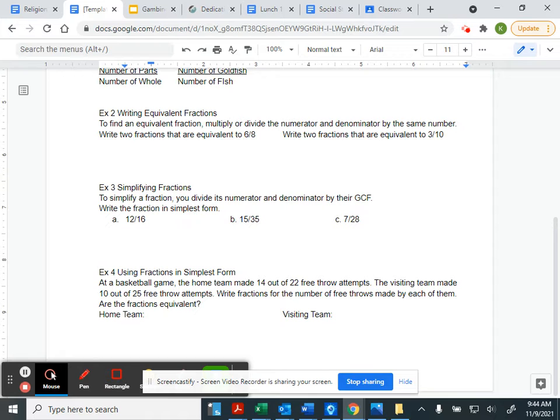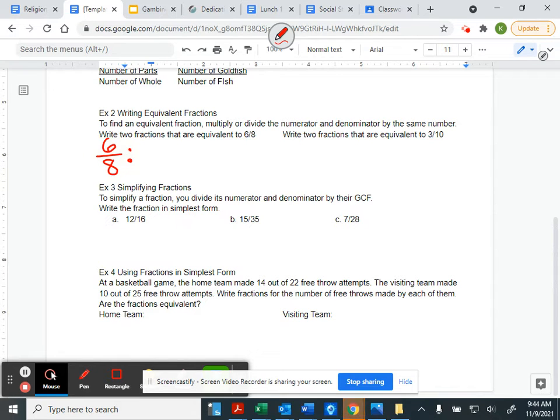Look at example 2, writing equivalent fractions. To find an equivalent fraction, multiply or divide the numerator and denominator by the same number. Write 2 fractions that are equivalent to 6/8. So on your paper, I want you to write 2 fractions equivalent to 6/8. See if you can come up with an example.